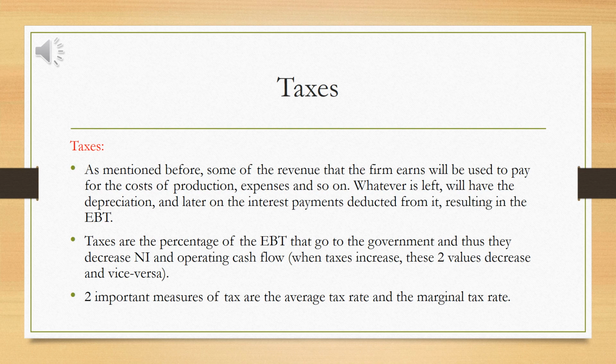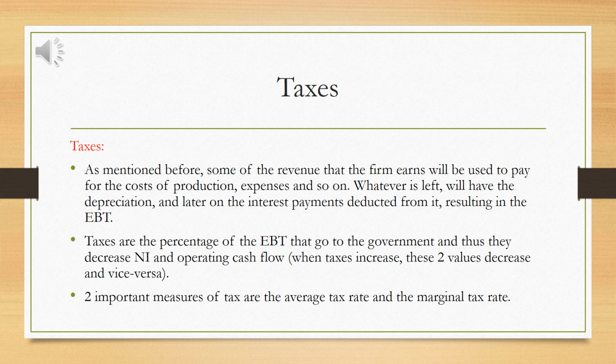As mentioned before, some of the revenues that the firm earns would be used to pay for the costs of production, expenses, and so on. Whatever is left will have the depreciation and later on the interest payments deducted from it, resulting in the earnings before taxes. Taxes are the percentage of the earnings before tax that go to the government, and thus they decrease the net income and the operating cash flow. When taxes increase, these two values decrease and vice versa.